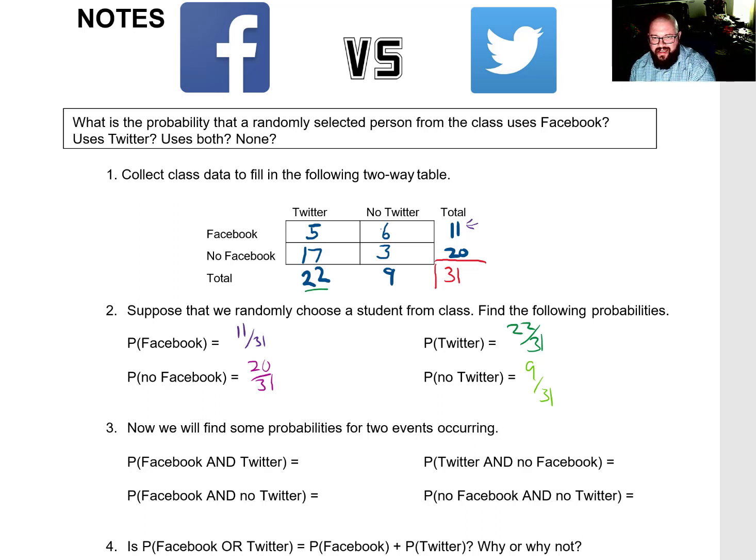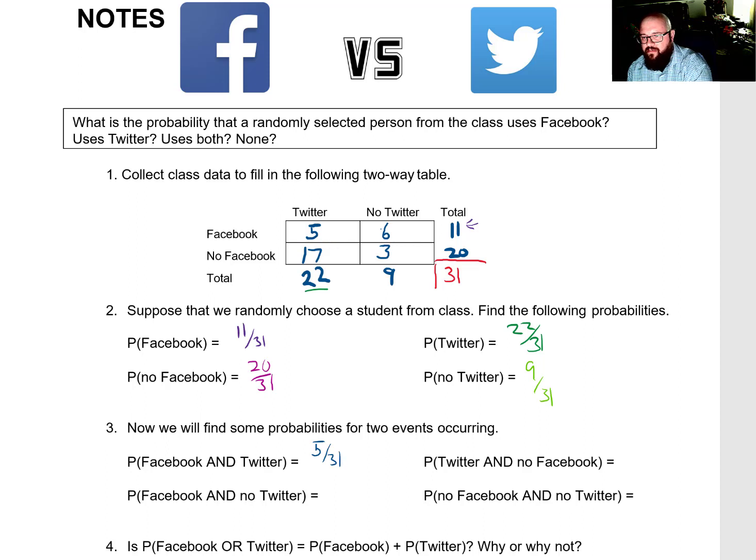Number 3 there is asking, now we will find some probabilities for 2 events occurring. So the probability of Facebook and Twitter. If you look at this, Facebook going across here and Twitter going down, Facebook and Twitter is right there at 5. So that box that intersects both those for Facebook and Twitter is 5. So 5 out of 31 did both of those.